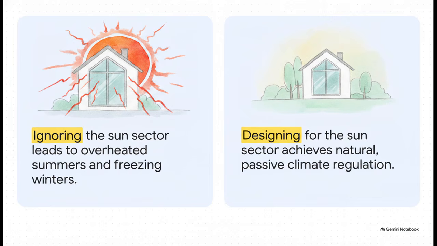In July, the home absorbs massive, unmitigated solar radiation, turning the place into an absolute oven that needs crazy expensive air conditioning. Fast forward to January, and it might not capture enough warmth, leaving the house freezing and leaning heavily on the furnace. But if we shift to an ecological worldview and intentionally design for that sun sector, we can achieve natural, passive climate regulation with almost zero ongoing effort or energy bills. It's a total game changer.